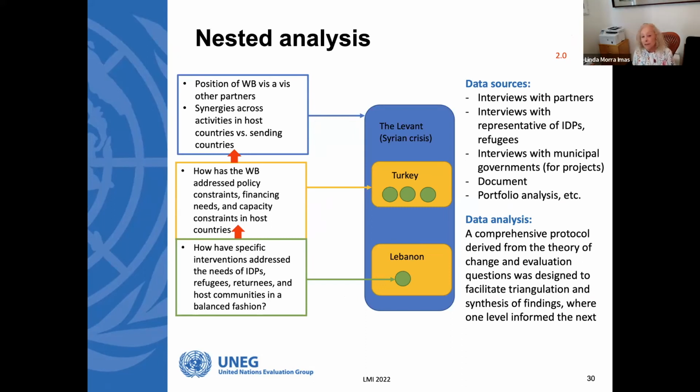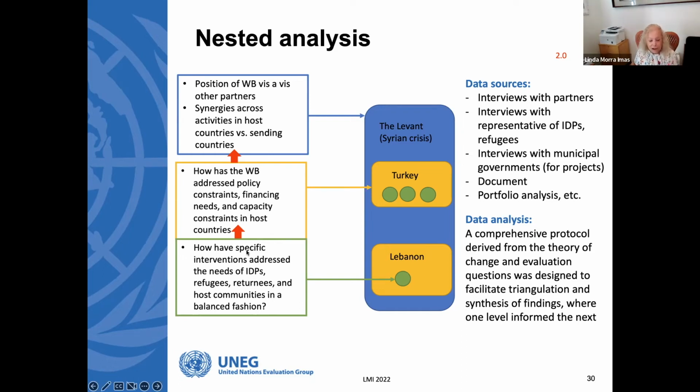So maybe we only have 1 site here to address where we're really looking at displaced people, refugees, returnees in depth. Maybe though for this policy question, we're going to look at more sites to look into financing needs and capacity. In case studies, we want multiple sources of information.